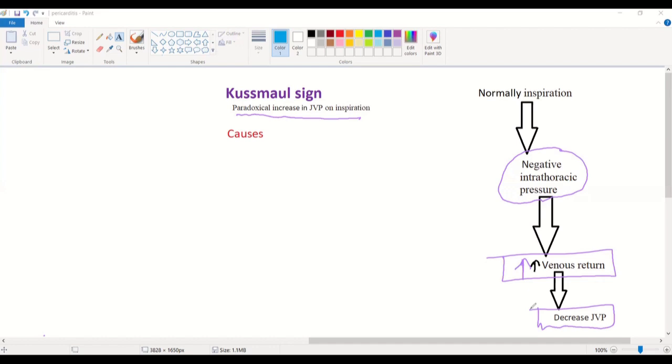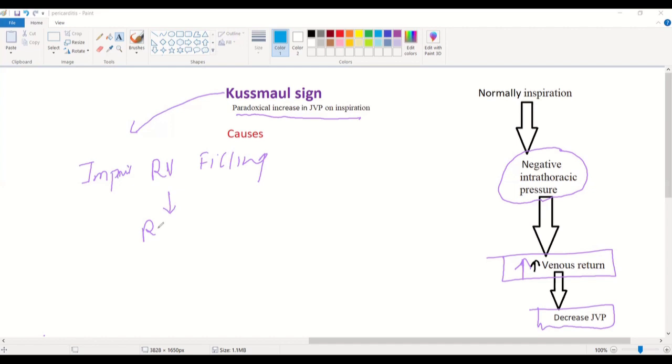So what happens in the Kussmaul sign? Impaired right ventricle filling. If the right ventricle is not filled, what happens? Blood builds up, pooling of blood takes place, and it accumulates in the vena cava, and it leads to increased JVP, right?